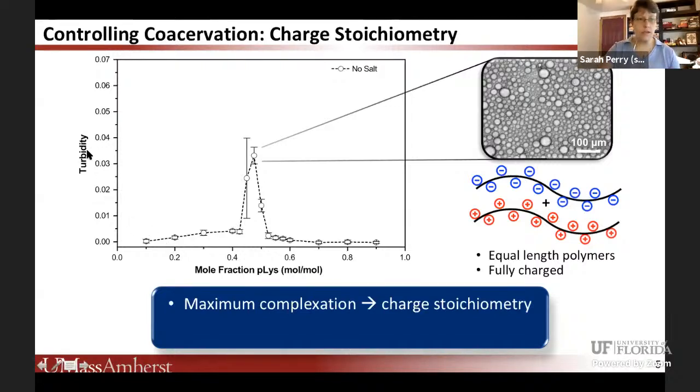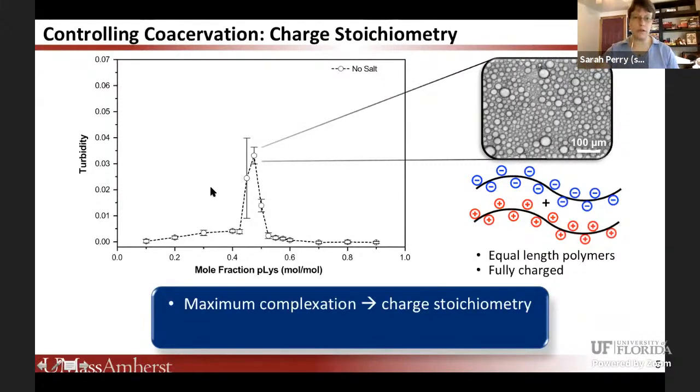And in this case, I'm showing you a plot of turbidity versus the mole fraction of the polycation. And this is on a monomer basis. And so what you see is a peak around 50-50, right? Equal amounts of the two polymers. And that makes good intuitive sense. You want to be able to have your oppositely charged species pair up.